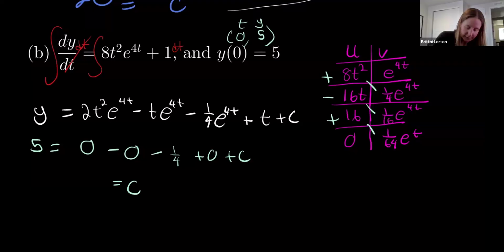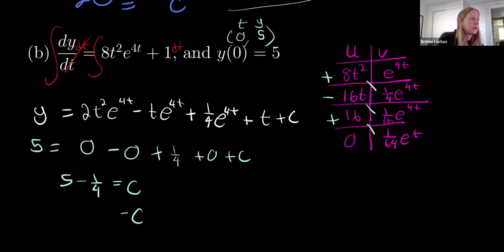So I actually ended up with c is equal to... sorry about that. Yeah, I did miss a negative. Let me fix that. That was a positive 1/4. Positive 1/4. Now my negatives are correct. So I got c is equal to 5 minus 1/4. So c is equal to 19/4.